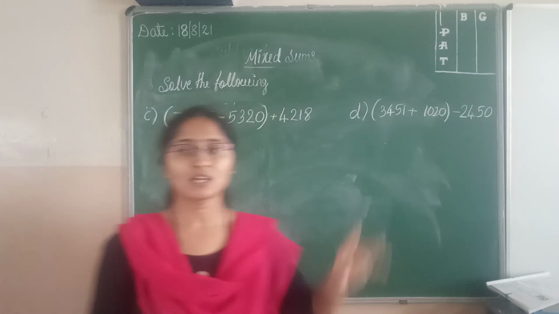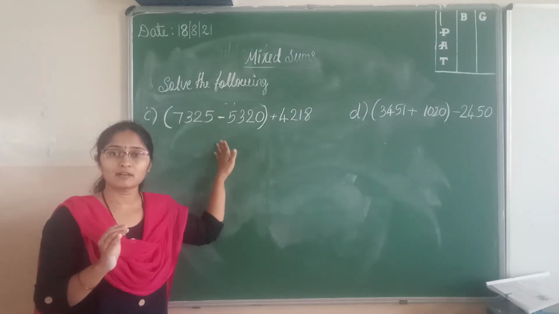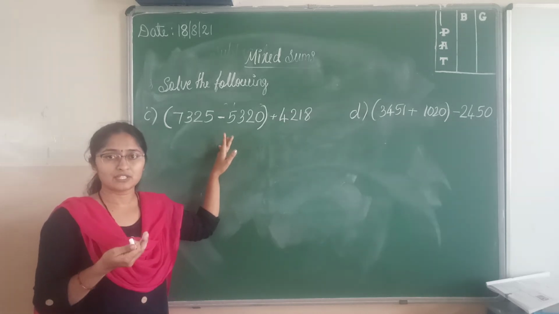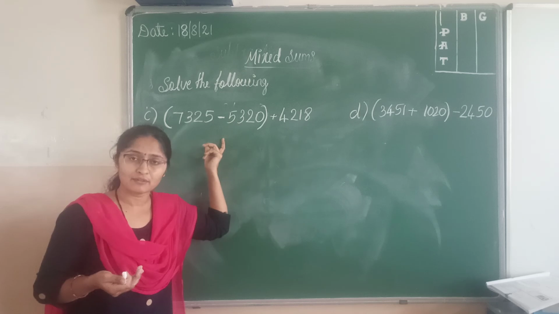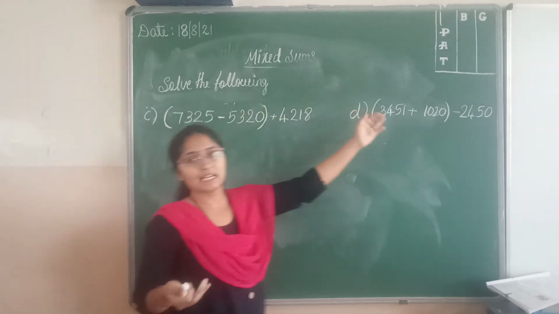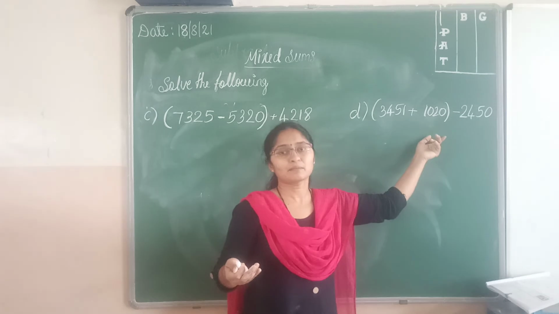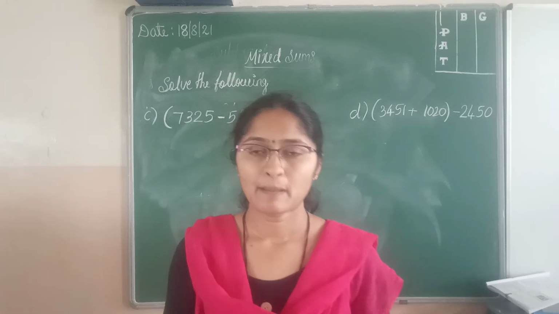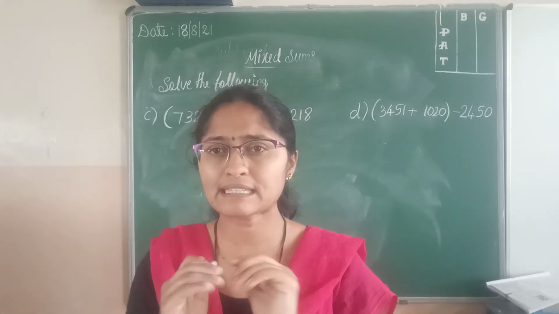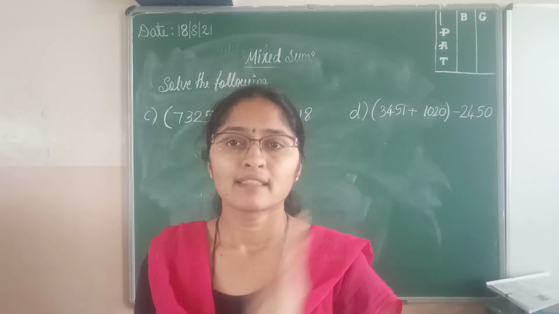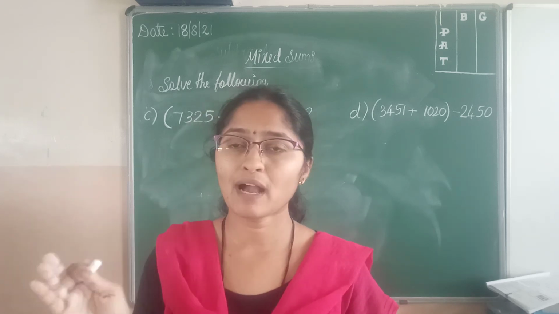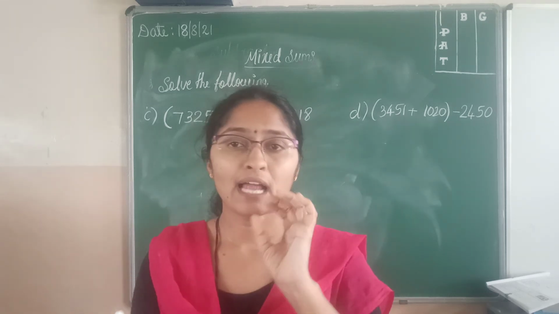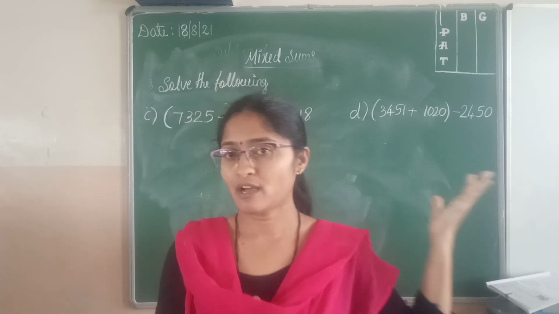If there is a bracket, look at what operation is given inside the bracket, whether it is subtraction or addition. If it is subtraction, first you have to subtract, then add. If it is addition, first you have to add and then subtract. This is the trick when a bracket is given in the problem. If there is no bracket, then no issue: you do addition first, then subtraction. If a bracket is given, first solve what is inside the bracket, and from that answer do the next one.